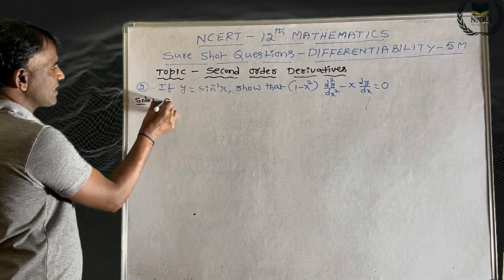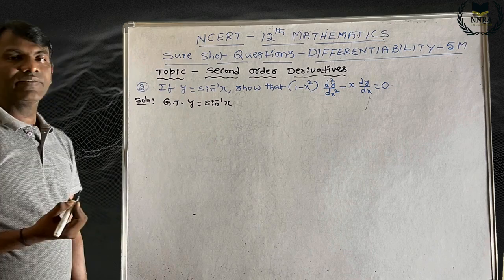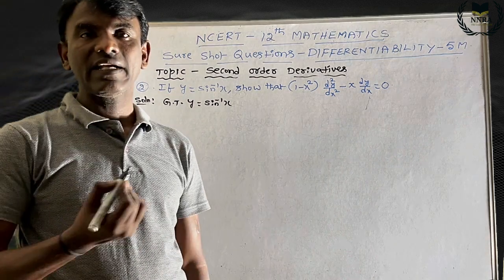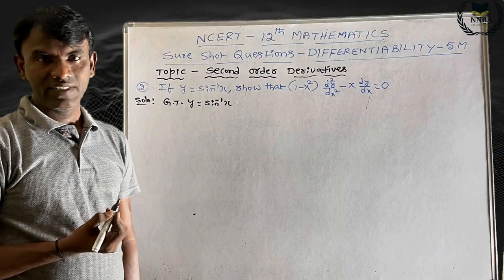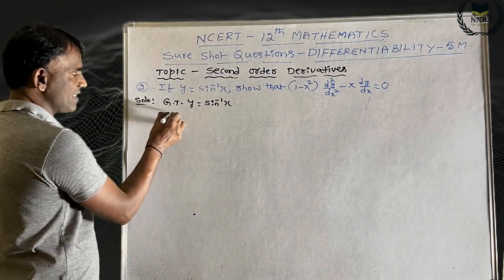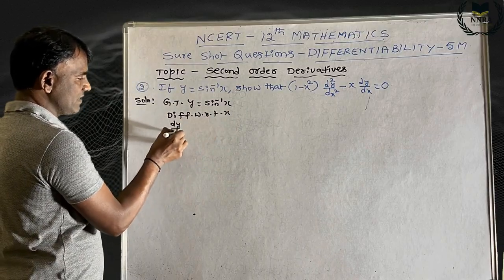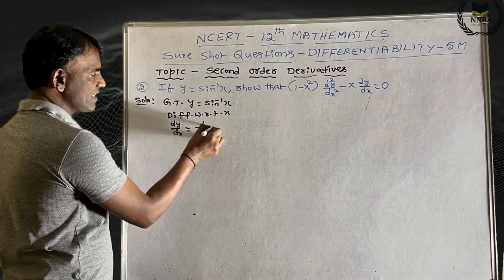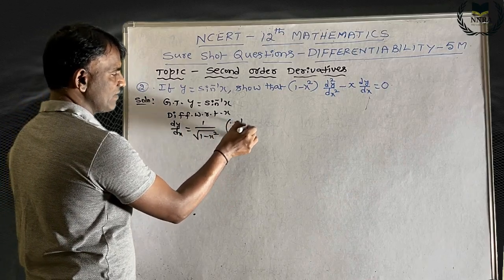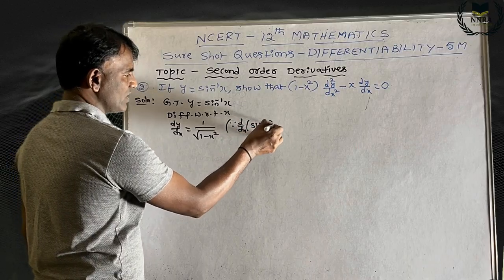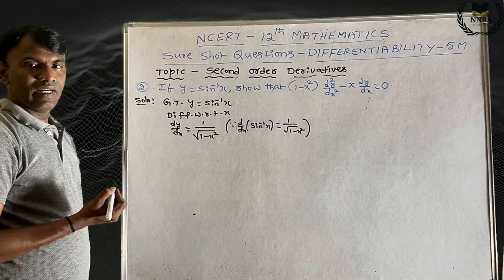Okay, now question number 2. So given function is y equal to sin inverse x. So here also we find first order derivative dy by dx, and again we will find second order derivative d square y by dx square. Okay. So first we differentiate with respect to x, na? Then it is dy by dx. Now derivative of sin inverse x is 1 by root of 1 minus x square. If you want, just write here d by dx of sin inverse x equal to 1 by root of 1 minus x square.